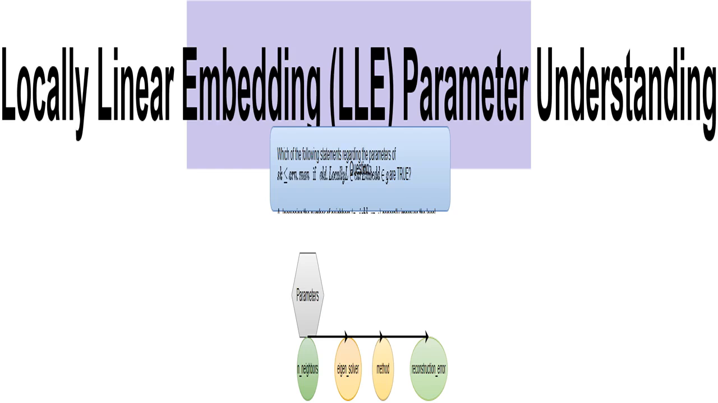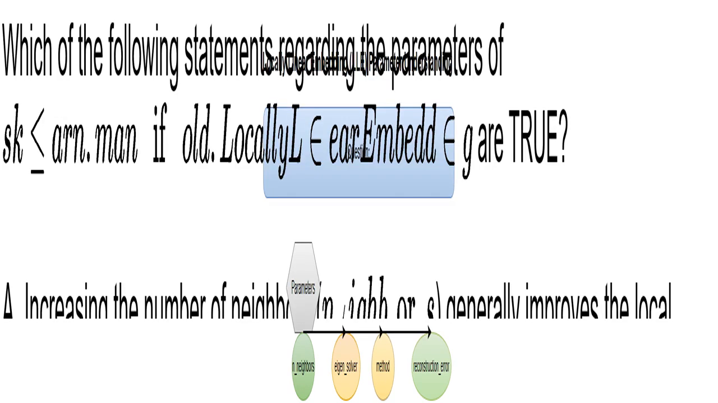I'm exploring the parameters of the locally linear embedding, LLE, algorithm, a dimensionality reduction technique in scikit-learn. I'll be focusing on how different parameter settings affect LLE's performance and interpretation of the results. LLE aims to find a lower dimensional representation of high-dimensional data while preserving local neighborhood relationships. This is the core question. I need to evaluate the truthfulness of several statements about how different parameters influence the scikit-learn LLE algorithm's behavior.